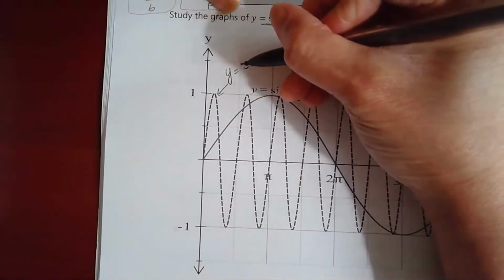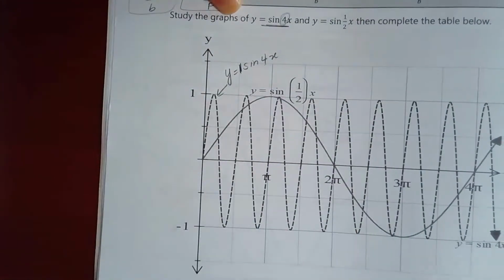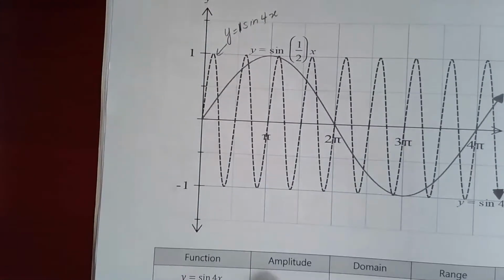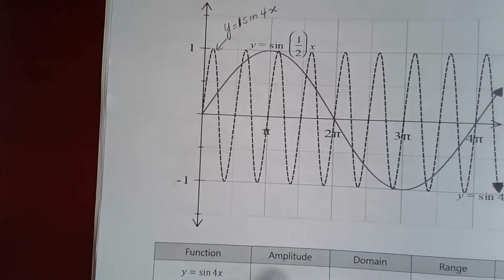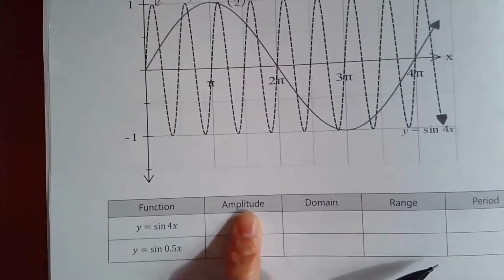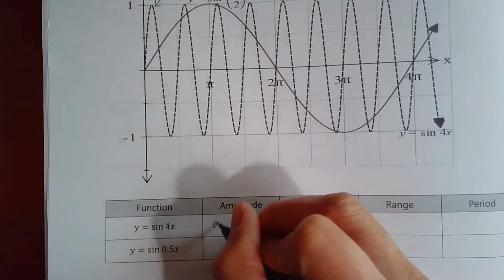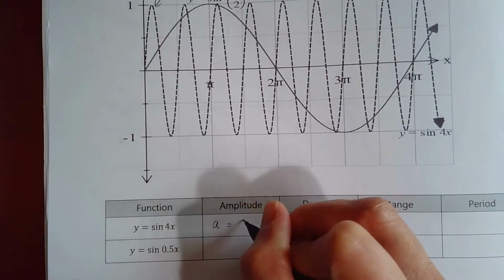So what does that look like? The A is still 1 in this particular case. Okay, so let's answer these questions over here. What's the amplitude? So amplitude is A equals 1.